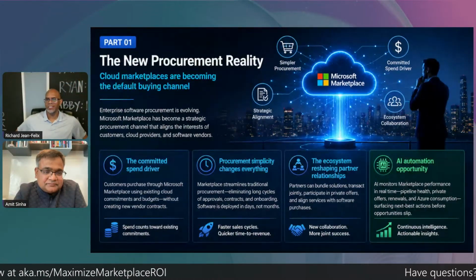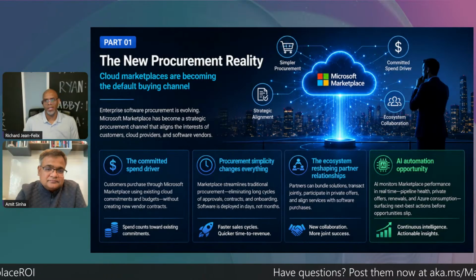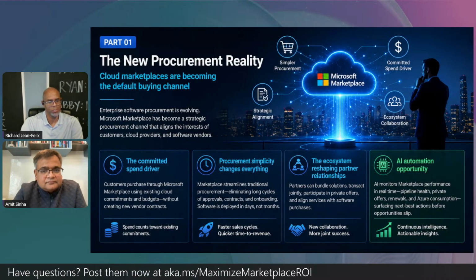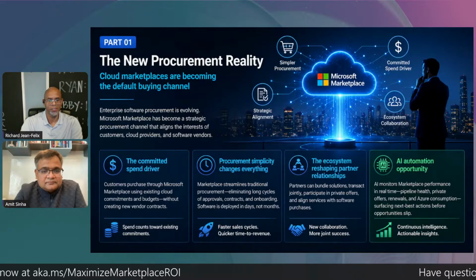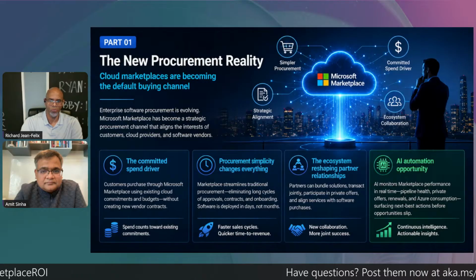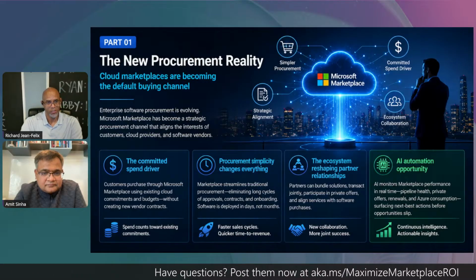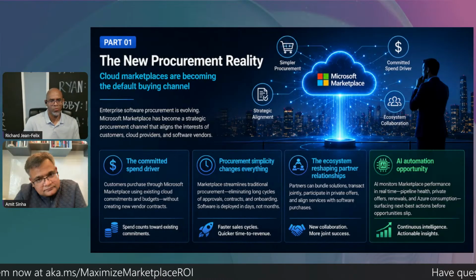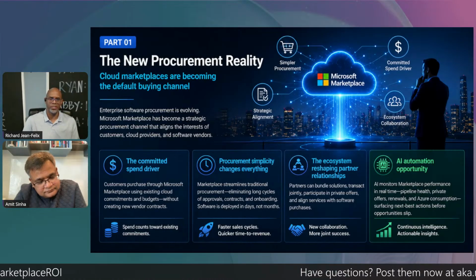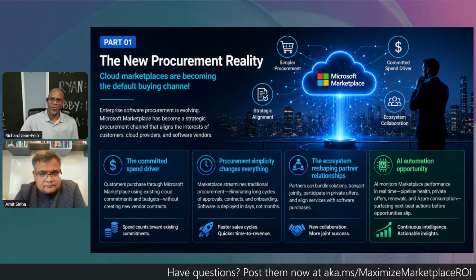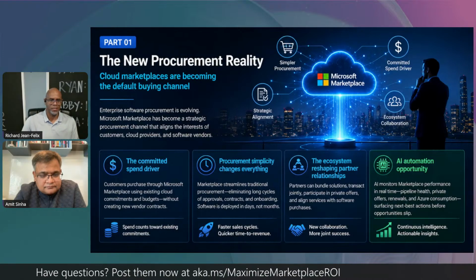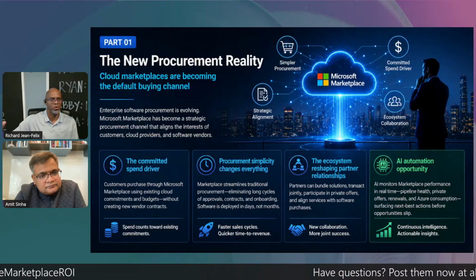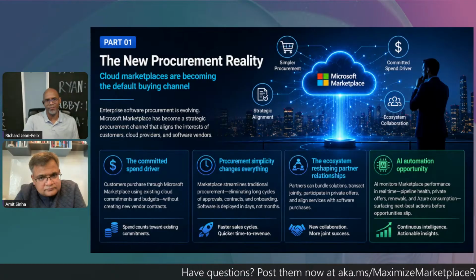So the biggest shift right now is partners are no longer competing on effort. They're competing on intelligence. Marketplace is becoming the default procurement channel. Co-sell is the motion, and AI is becoming the operating system behind it all. The partners that are winning are the ones who figured out how to connect all three. So when we're looking at the procurement reality, this is where we're looking at the committed spend driver, the procurement simplicity changes, the ecosystem that's reshaping partner relationships, and the AI automation that is now starting to take that to the next level and actually push the scale to a whole different level that no one even thought about 5 years ago.